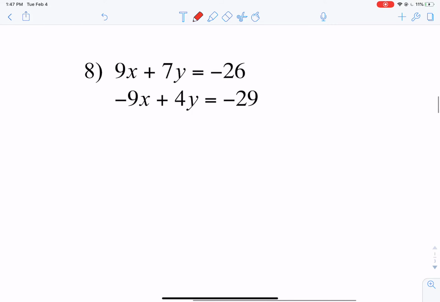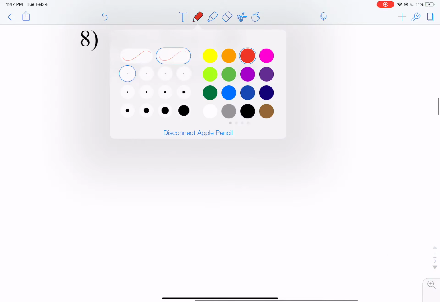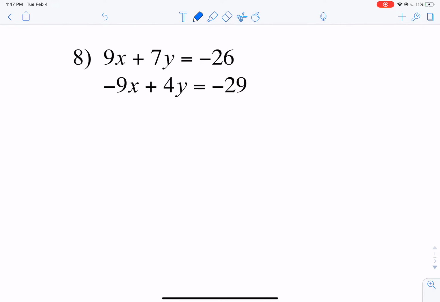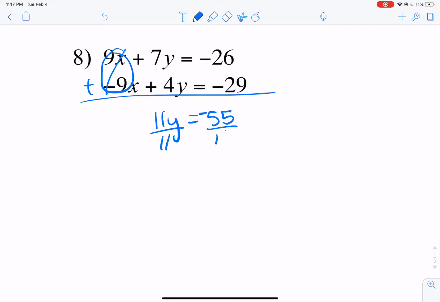And the final one on the front page will eliminate the x's, but not the y's. With the y's, we end up with 11y. And adding these, this gives you negative 55. So dividing by 11, the value of y is going to equal negative 5.